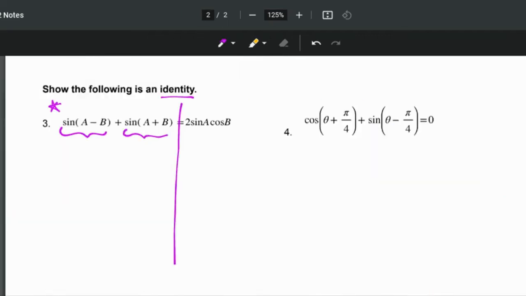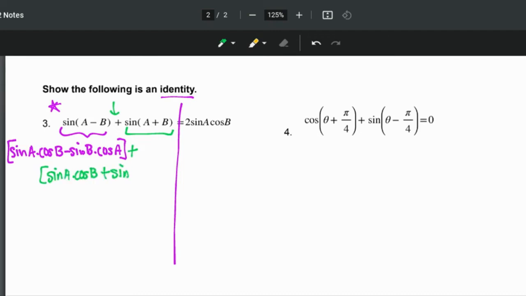All right, so sine of A minus B expands to sine of A times cosine of B minus sine of B times cosine of A. And I'm just going to put that in a bracket just so I can separate it. And I'll just change colors so that you can see sine of A plus B expanded. So we know we're going to add whatever we get for this expansion. And so that would be sine of A times cosine of B plus sine of B times cosine of A.